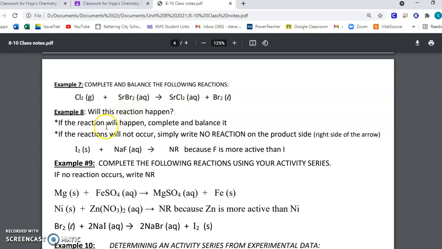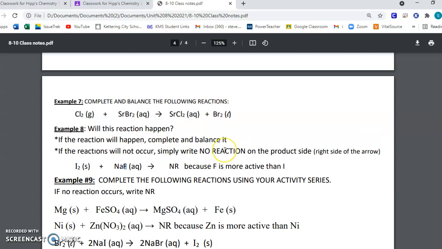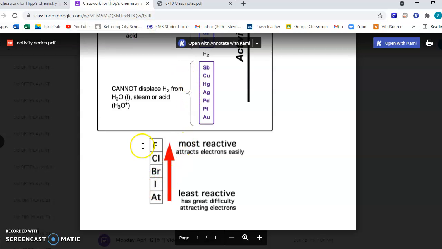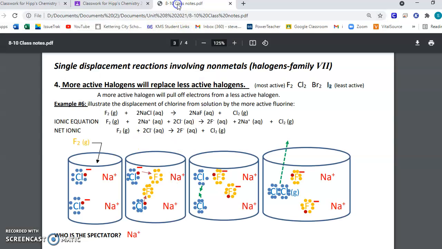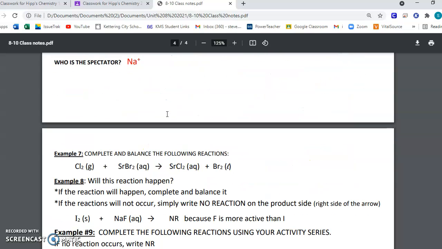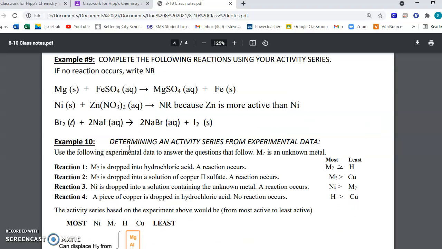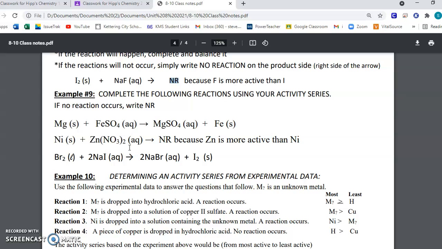In example 8, they're asking, will it happen? Can iodine replace fluorine? We look up here. Iodine's the least active. It won't replace fluorine. Astatine's actually less active, but it's really not an element that we use very often. Iodine's beneath fluorine. It cannot replace fluorine. So in example 8, it will be no reaction. Iodine cannot replace fluorine.